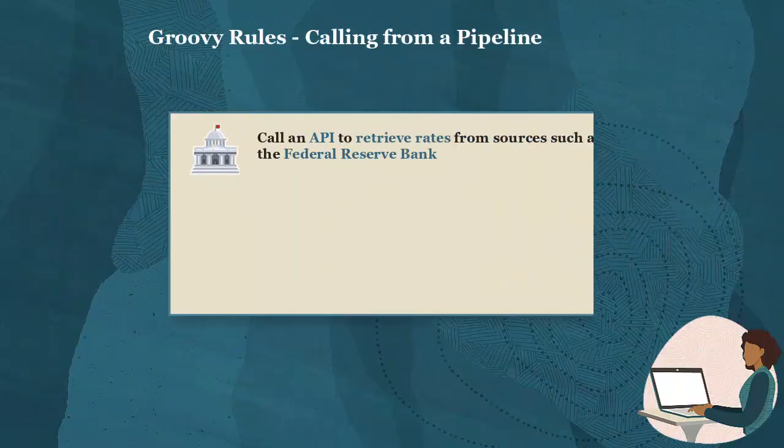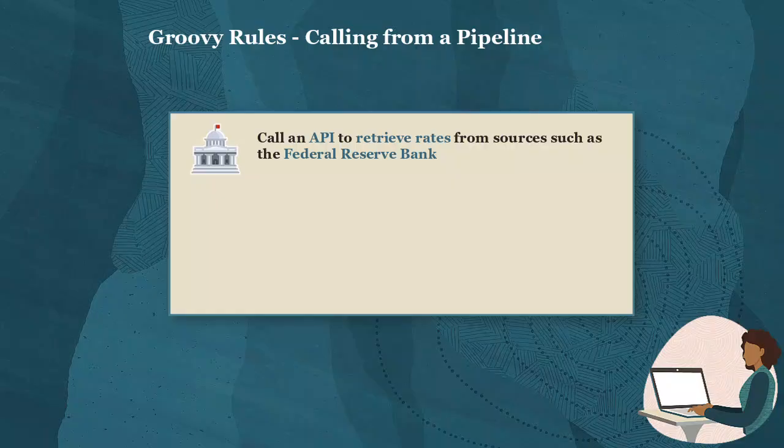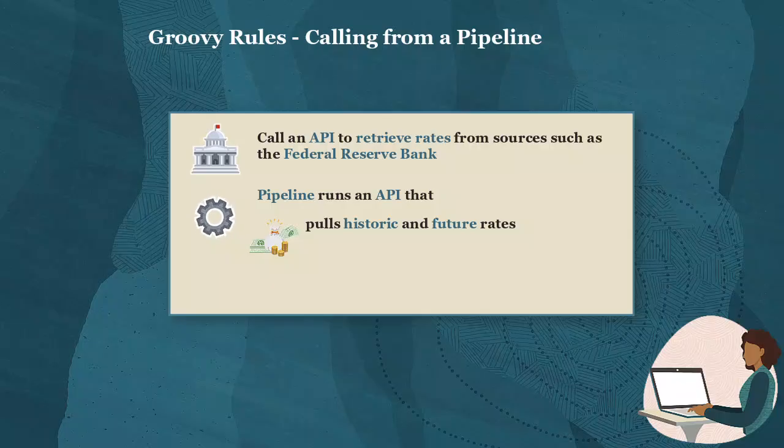You can use Groovy to call an API to retrieve rates used for mortgages, leases, loans, certificates of deposit, etc. from sources such as the Federal Reserve Bank. The pipeline runs an API that pulls both historic rates and future rates and loads them to the target. You can see the loaded rates on a form.